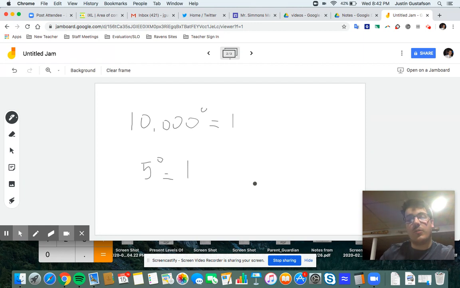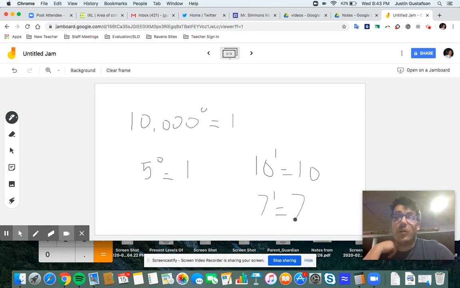But let's do another one. If 10,568 to the 0 power is 1, what would 10 to the first power be? Anybody know? It's always itself. 10. That doesn't change. What about 5,787 to the first power? Same thing. What if it's 7 to the first power? It's going to be 7. That's it. That's all you need to know there.